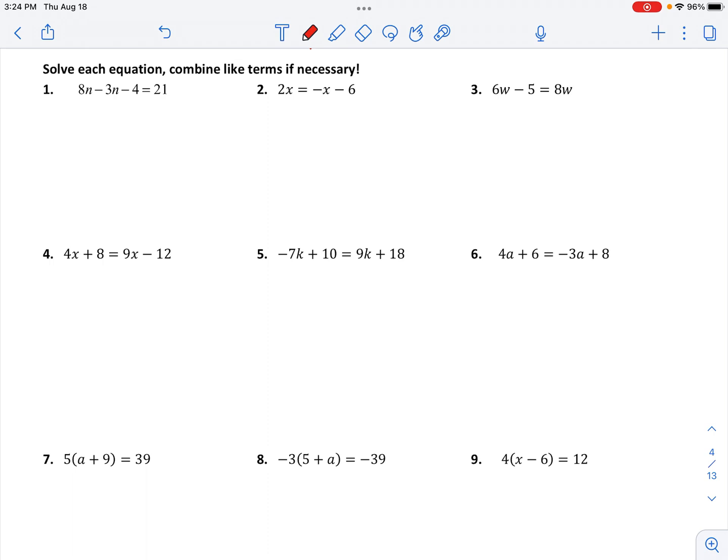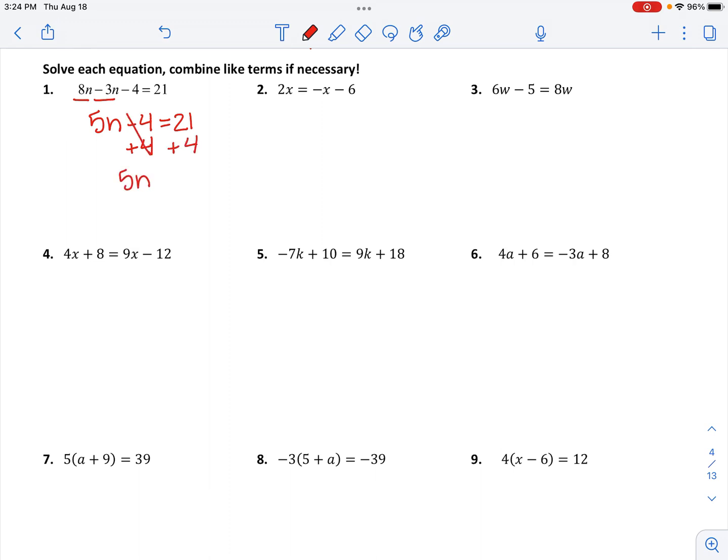So looking at number 1, I have 8n and I have negative 3n. 8n minus 3n gets me 5n. Bring down that minus 4 and equals 21. Now this looks like our two-step equations we were solving last class. Undo that subtraction with addition, inverse operation.